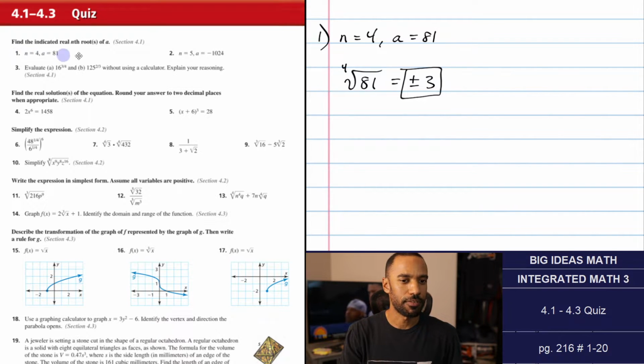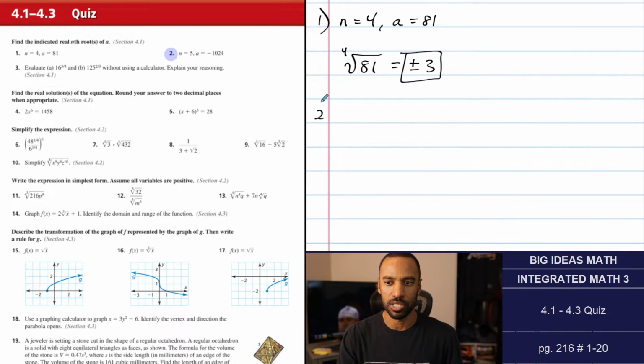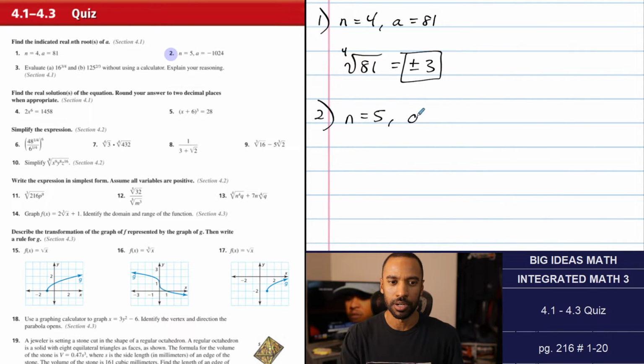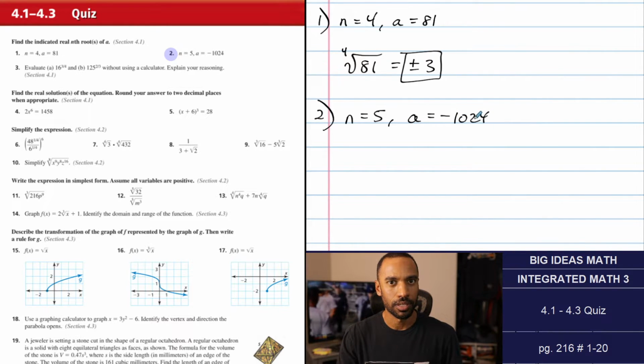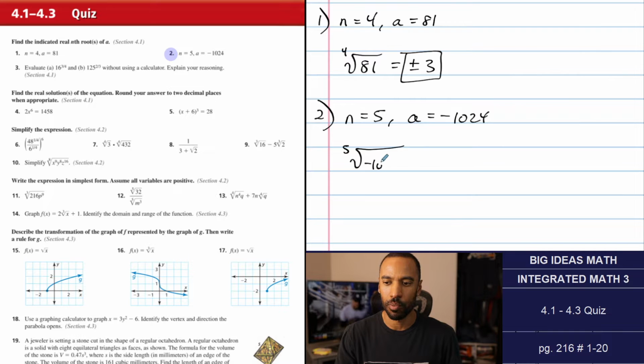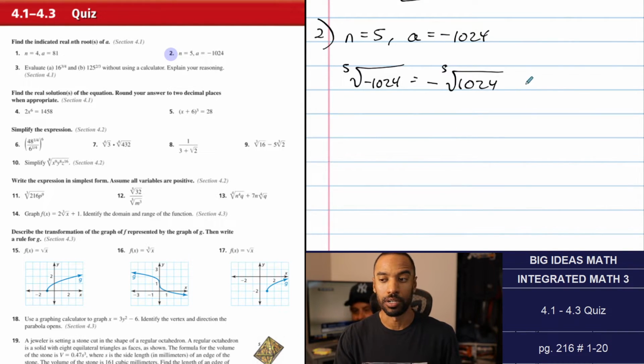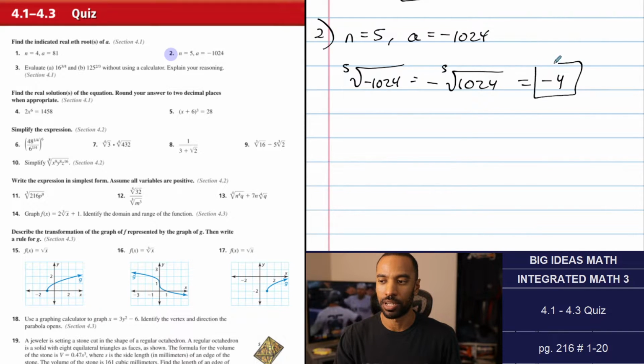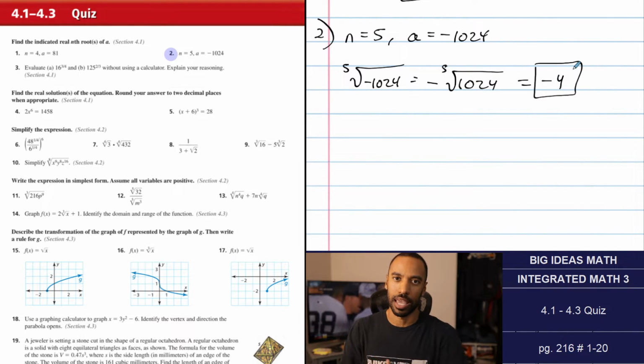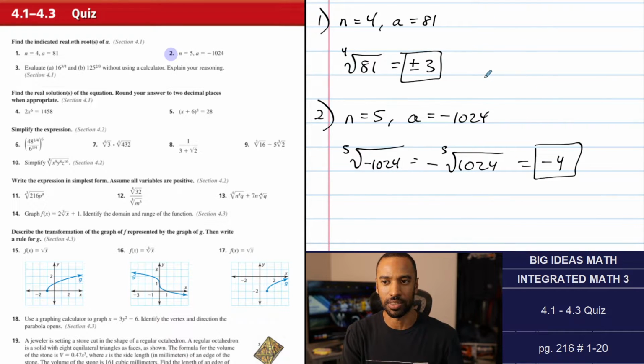Number 2 is the fifth root of this negative number. Now, just as a quiz review, I want to make mention, since this is the only other question like this, you can't take the even root of a negative number. That would just be no real roots. But there's a real odd root. There's a real root to taking the odd root of a negative number. So if we take the fifth root of negative 1024, it's the same thing as the opposite of the fifth root of 1024. I think the number is 4, or negative 4 in this case, and that answer is negative 4 here, because negative 4 to the fifth is negative 1024.